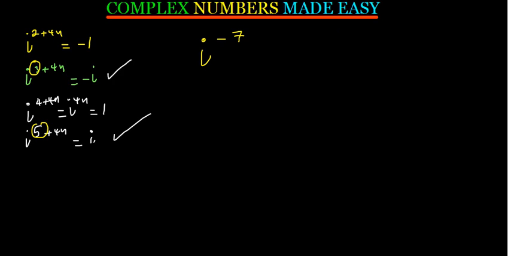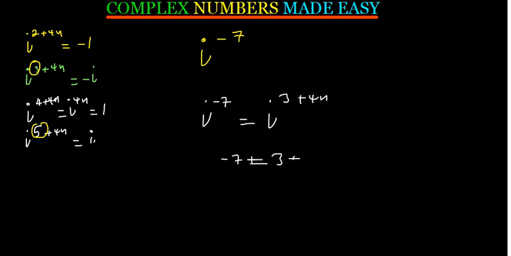So I'll say let i to the power negative 7 be equal to, let's say, i to the power 3 plus 4n. So I'll equate the powers. Negative 7 is equal to 3 plus 4n. I'll take 3 the other side. So it will be negative 10, and that will be equal to 4n. We know 4 can't go into 10, meaning it's not possible. It can't be that one, right? I'm going to try the other one.